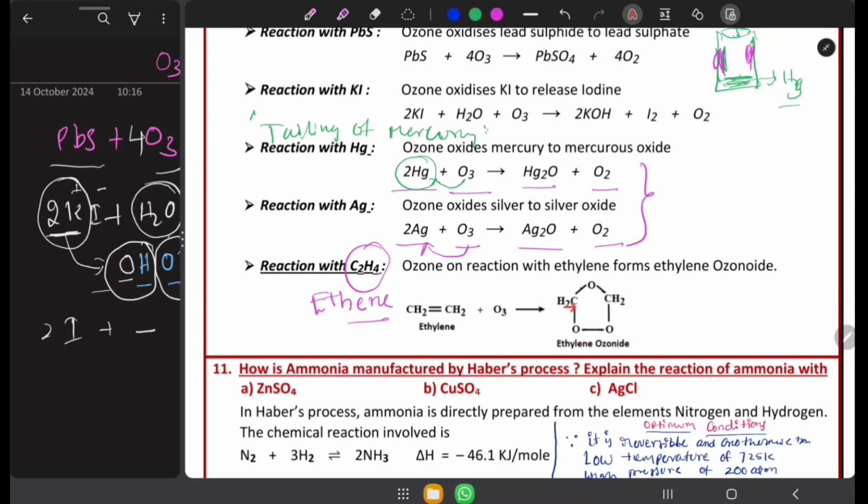See, one oxygen at this carbon and one oxygen at the second carbon, and this oxygen is common to both, and you break the double bond between the two carbon atoms. When you break the double bond, you will get this cyclic compound. This cyclic compound is called ethylene ozonide. Ozone on reaction with ethylene forms ethylene ozonide. That's all, a very simple reaction. The continuation of this reaction is also there, but since we are going to discuss this reaction in a simple manner, I am going to stop this answer up to this.